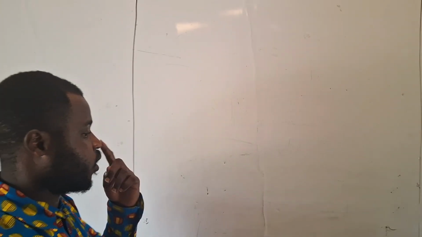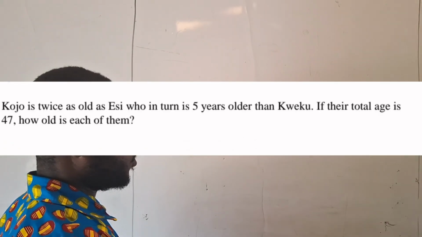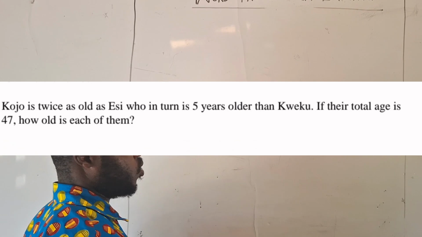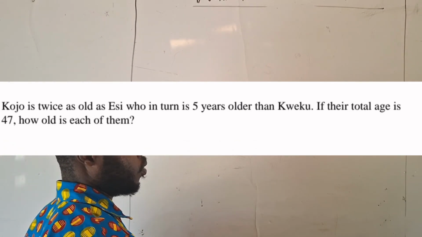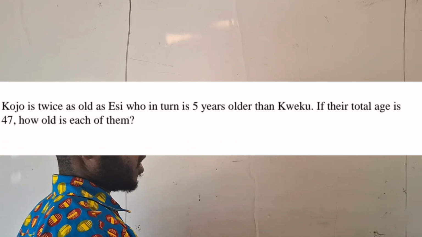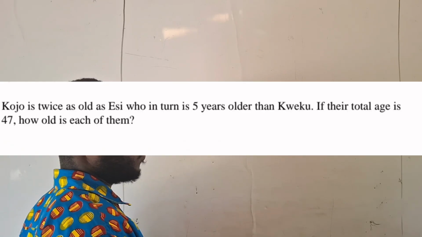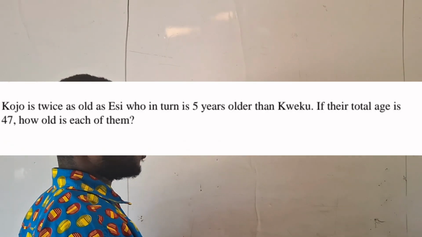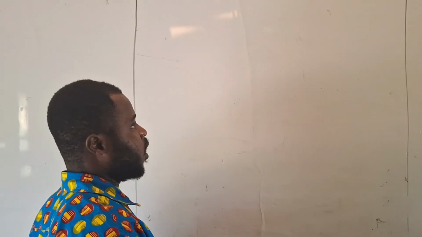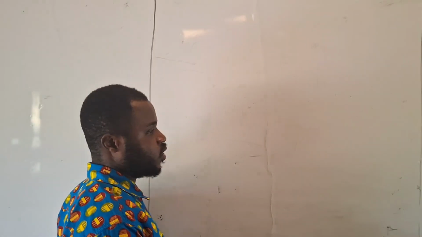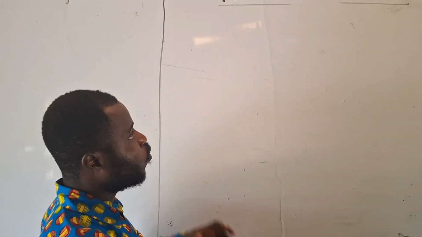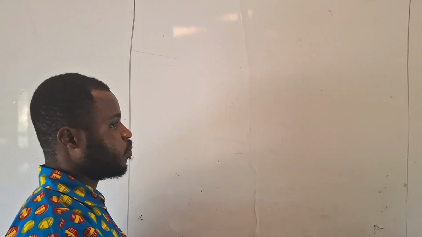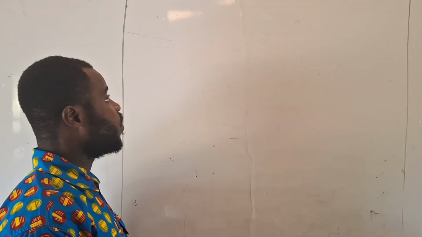So in our next question, that one involves ages. So it said Kojo is twice as old as AC, who is in turn 5 years older than Kweku. If their total age is 45, how old is each of them? Now, in this question involving ages, what I always say is look for the younger one among them. If you get the younger one among them, getting the rest will be very easy.